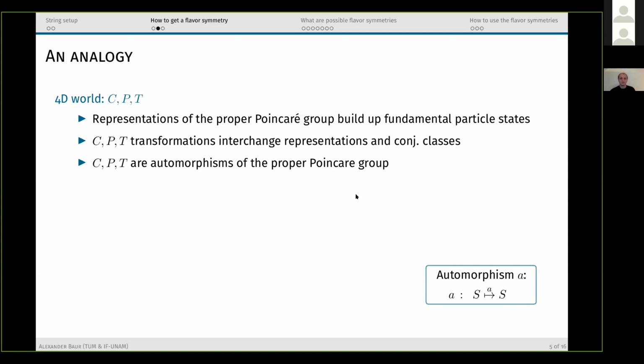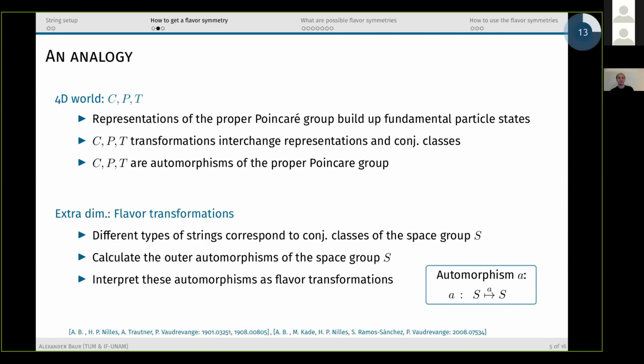So what we do now in our extra dimensions, and there we just heard that different types of strings correspond to the conjugacy classes of the space group. What we could do is calculate the outer automorphisms of the space group. Automorphisms will interchange representations and conjugacy classes. Since our different types of strings correspond to the conjugacy classes, they will interchange our different types of strings. And we will then interpret these automorphisms as the flavor transformations.